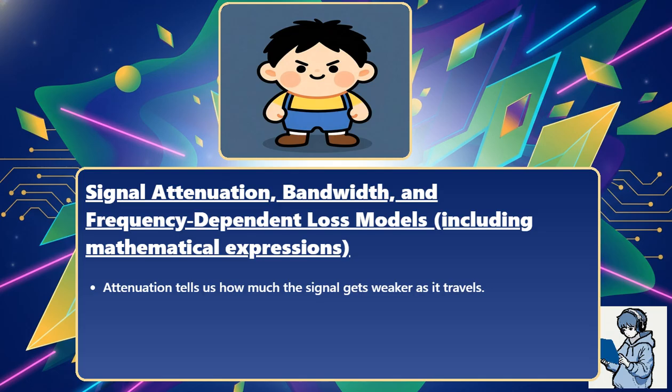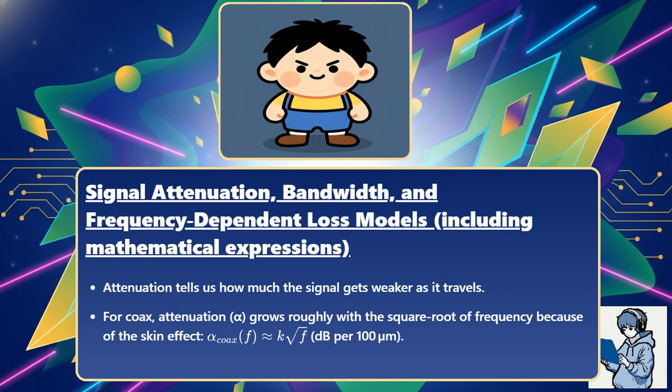Attenuation tells us how much the signal gets weaker as it travels. For coax, attenuation alpha grows roughly with the square root of frequency because of the skin effect. Alpha coax of f approximately equals K times the square root of f, in decibels per 100 meters.